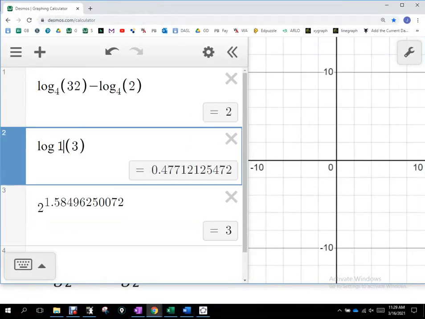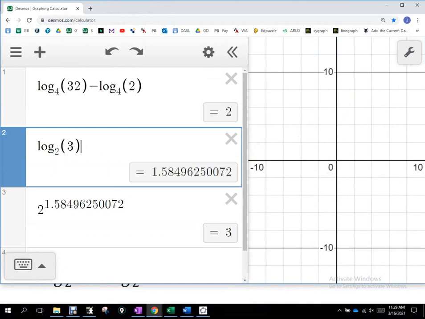log base 10. Now, that's the common log, so I don't really need to write that in there if I don't want to. I just hit the word log and it'll do it. And then 14. Is that number a lot closer to 1 than it is to 2? Yeah. Okay.